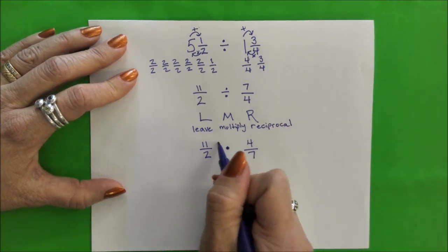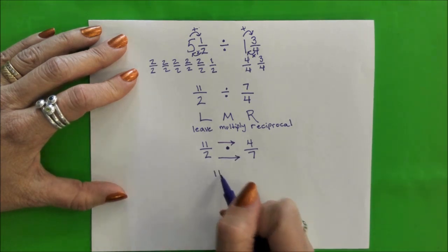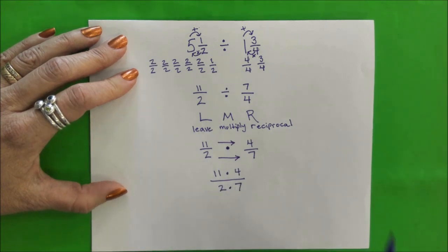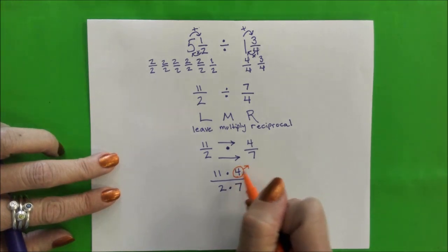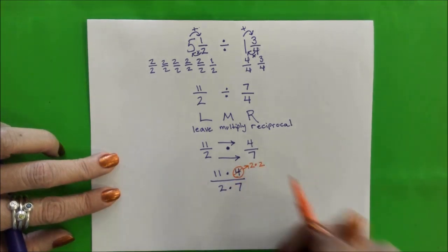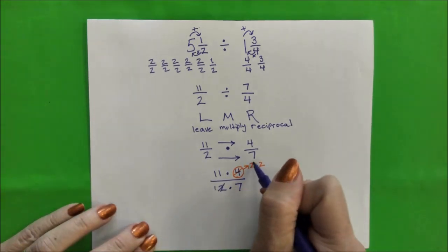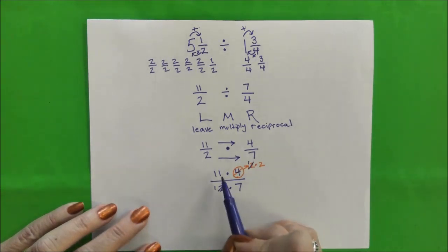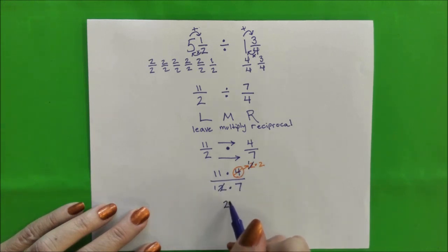Now it's a multiplication problem, and I'm going to multiply my numerators and multiply my denominators. 11 times 4 and 2 times 7. I can rewrite the 4 so that I have common factors of 2, 2 times 2, and now I can cross off a 2 in the bottom and a 2 in the top. Multiplying what I have left, 11 times 1 times 2 is 22, and 1 times 7 is 7.